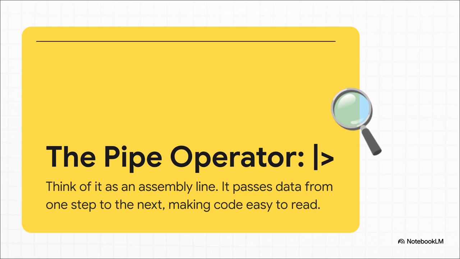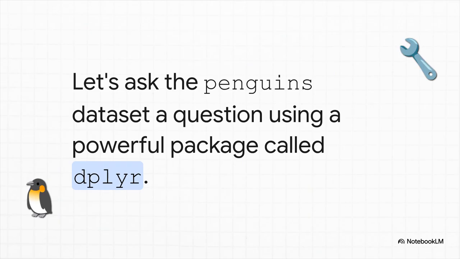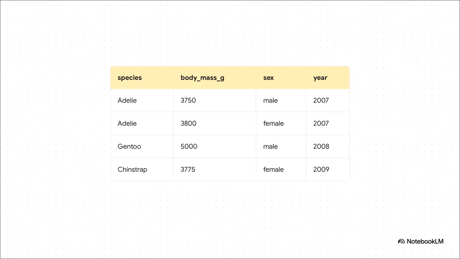It's awesome. So let's put this into practice with a fun, built-in data set all about penguins. To talk to our data, we're going to use something called dplyr. It's the essential toolkit for data manipulation. dplyr is what's known as a package, which is basically an add-on that gives R a whole bunch of new superpowers. So here's a quick peek at the raw data. As you can see, we've got different species of penguins, their body mass in grams, their sex, and the year the data was collected. Our goal here is to ask this raw data a very specific question.